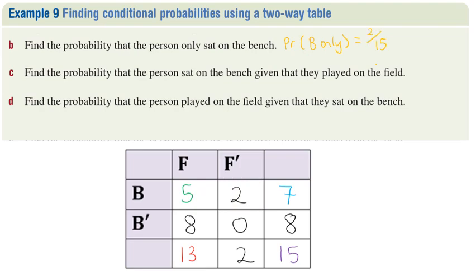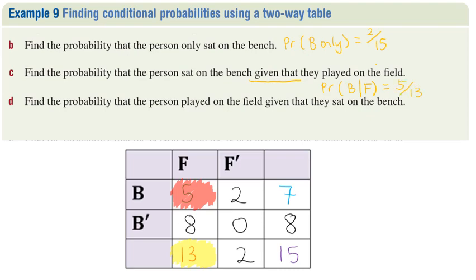Okay, next question. Find the probability that the person sat on the bench given that they played on the field. So this is like the probability that they sat on the bench given that they played on the field. So playing on the field is this total here, and the probability that they sat on the bench given that they played on the field is this. So our probability is 5 over 13.